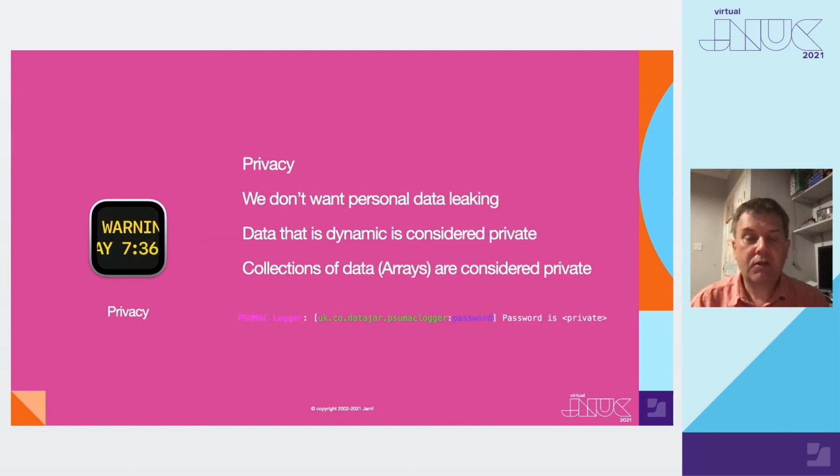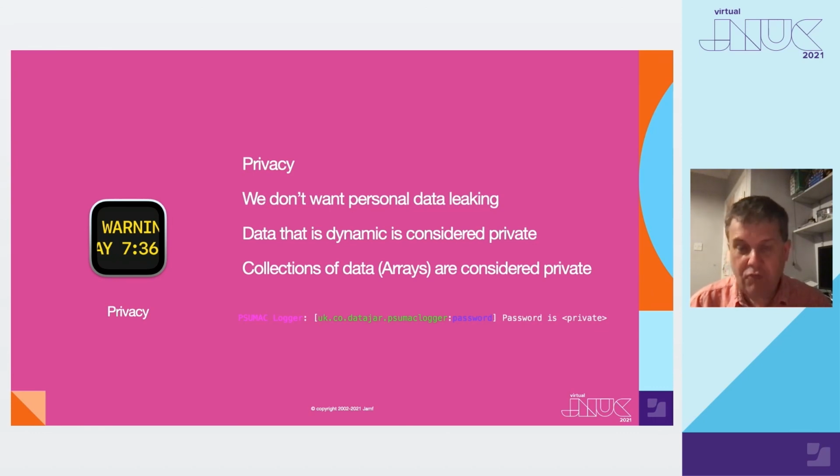We mentioned privacy. So Apple, like with most of their frameworks, has security and privacy as part of their ethos. So the unified logging system does attempt to stop personal data leaking, and what's considered private is really any dynamic data in the application. So things like collections, like arrays and dictionaries, because they're dynamic. If the application tries to log those, unified logging will redact it. So as an example on the screen, I've tried to log out the password from an application, and the password's been redacted because it's private.